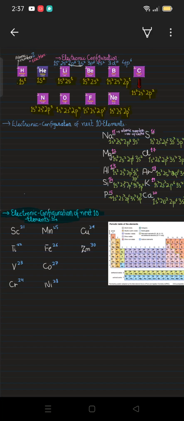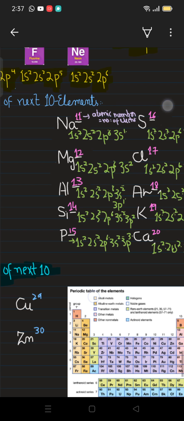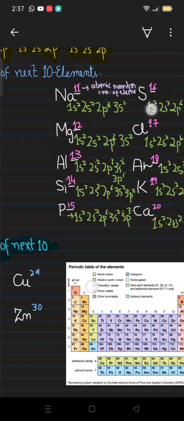Okay, so as in the last video, we did electronic configuration of the next 10 elements from the 11th element to the 20th element, means from sodium to calcium. We started discussing the electronic configuration of sodium, which is 1s2, 2s2, 2p6, 3s1. Then magnesium 1s2, 2s2, 2p6, 3s2. Aluminium 1s2, 2s2, 2p6, 3s2 and 3p1, right?